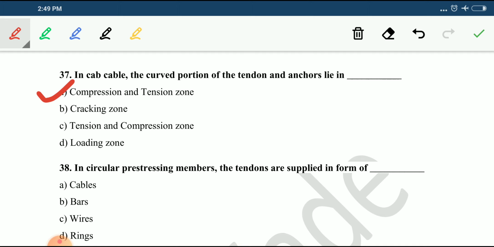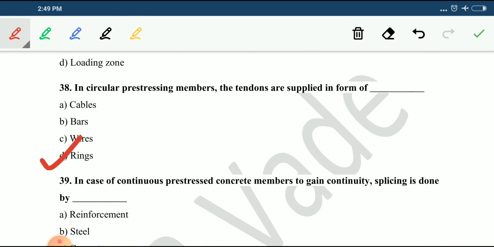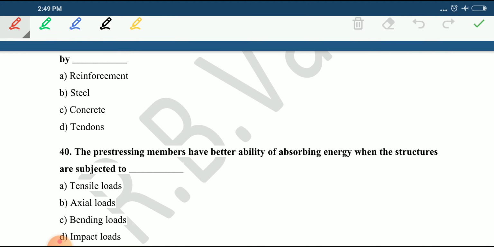Okay, next one. In circular pre-stressing members, how are the tendons supplied? It is supplied in the form of rings. Next, in case of continuous pre-stressed concrete members, to gain continuity, how is the splicing done? Splicing is to be done by tendons.